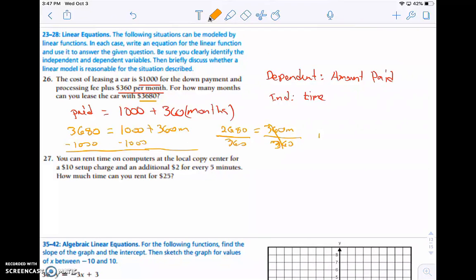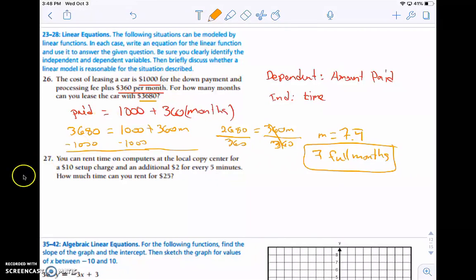And those cancel out, so I get m to be approximately 7.4 repeated. And so you have 7 full months, and then the 0.4 is a fraction. So in this one, you're going to have 7 full months that you're able to pay for it and to lease this car. Is this reasonable? Very reasonable, because monthly payments on cars usually do not change. A down payment is usually a fixed amount that's agreed upon between buyer and seller. So this is a very reasonable model to be used in this setting.